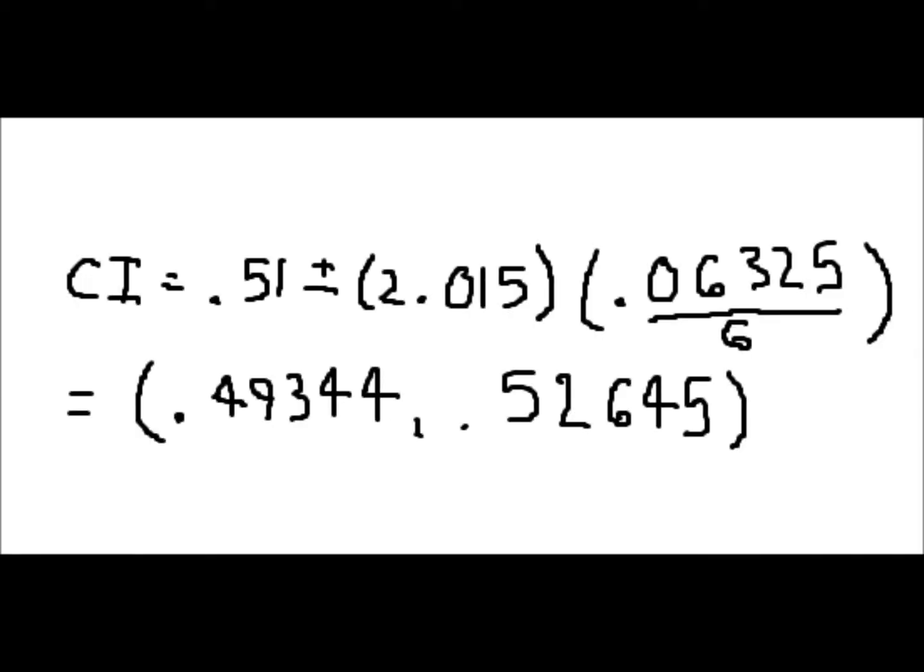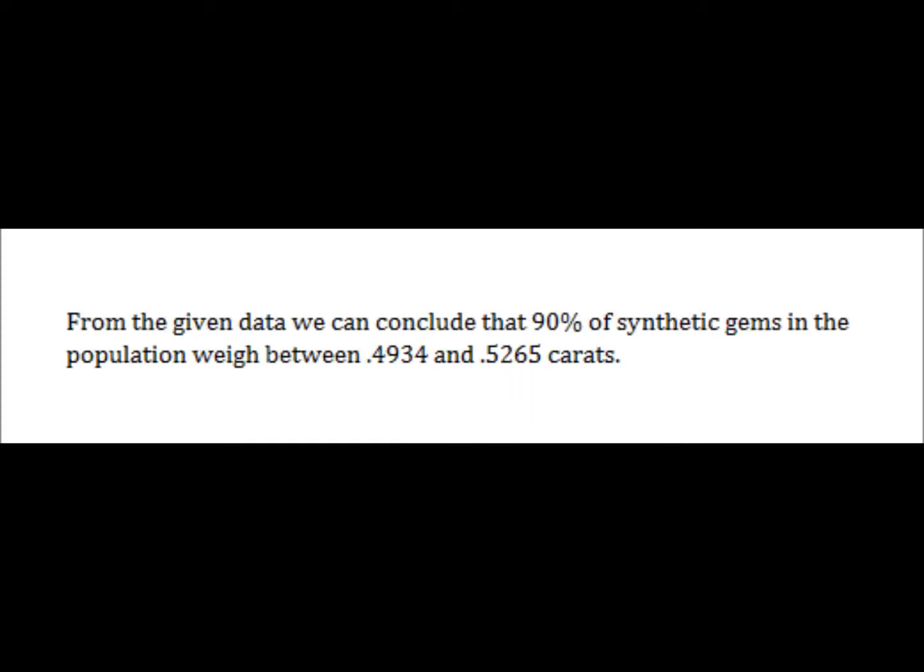Now we can solve for the confidence interval using the formula shown below. This gives us a range of 0.49344 to 0.52645. We can conclude that we are 90% confident that the mean weight of synthetic gems in the population is between 0.4934 and 0.5265 carats.